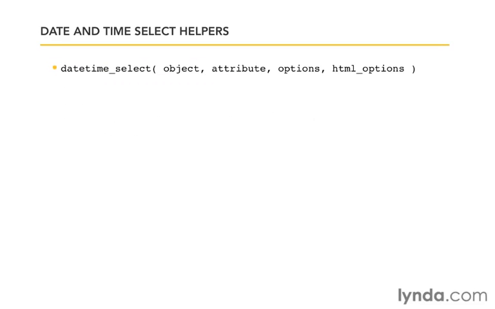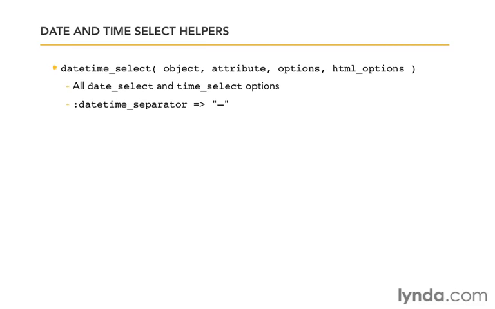And date time works the same way, except we're interested in both the date and the time. By default, it's going to output 5 different fields, 3 for the date, 2 for the time, and then we can use all of those same above options. We also have the additional option of the date time separator, what character ought to go in between the date and the time.